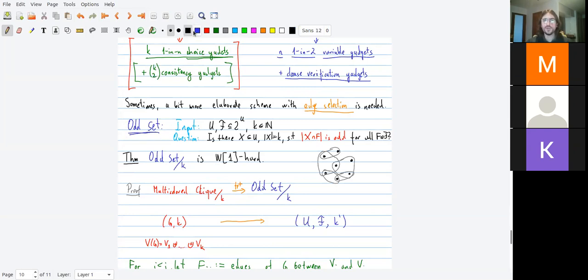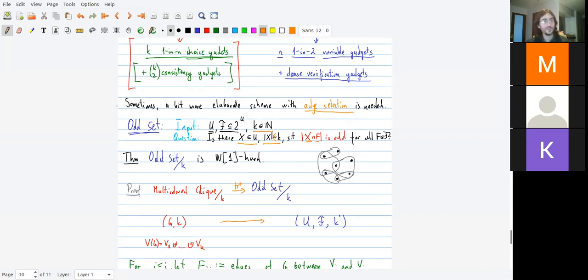And the problem is defined as follows. This is again a hypergraph problem or a set system problem. We are given a universe, a family of subsets of this universe, and some budget parameter K. And I ask whether there is a subset of elements of size at most K, such that if I look at the intersection of this set X with every element of my family, then this intersection is of odd cardinality.